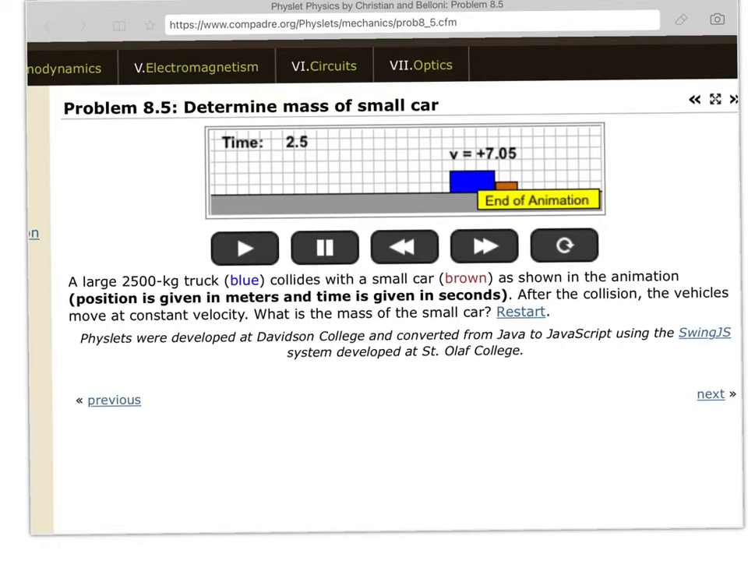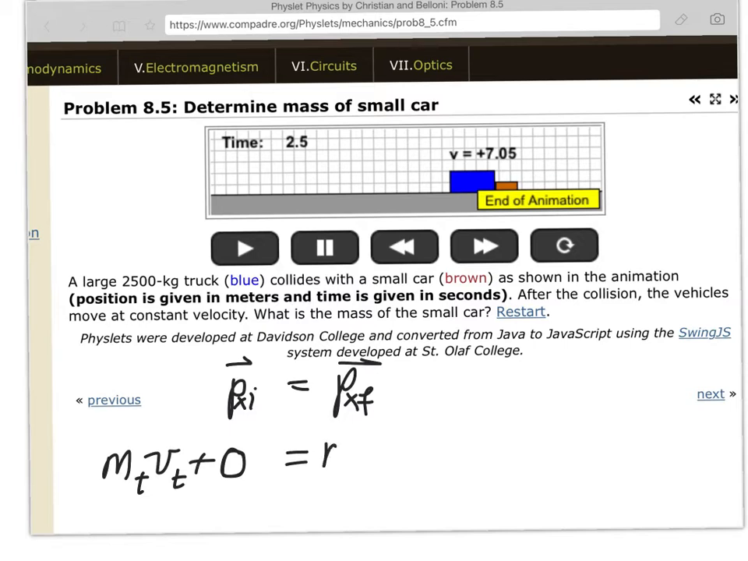And we don't even have to measure the velocity, so this should be pretty straightforward. P initial equals P final, or I could write it as Px initial equals Px final, since this is all horizontal. And so we have the mass of the truck times the velocity of the truck plus the mass of the car times the velocity of the car, but that's 0. And that has to equal the mass of the truck plus the mass of the car, all times the final velocity.